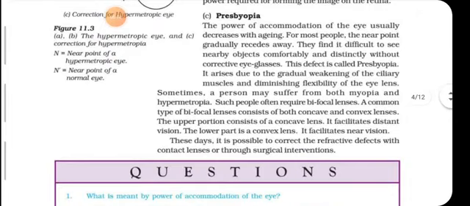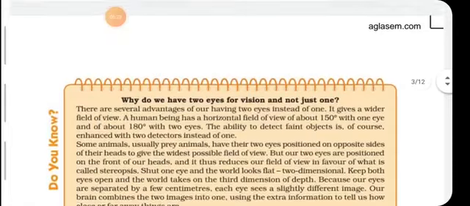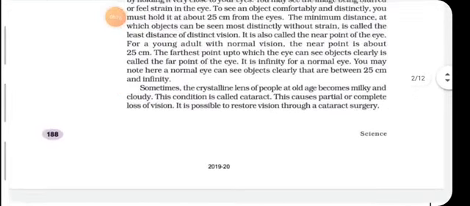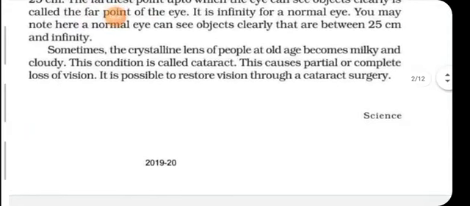Fine, students, I hope you are clear with this. You also need to know one more defect of vision given over here on the last page. Sometimes the crystalline lens of people at old age becomes milky and cloudy, and the condition is known as cataract. This causes partial or complete loss of vision. It is possible to restore vision through cataract surgery.